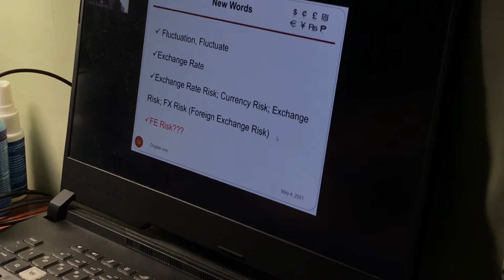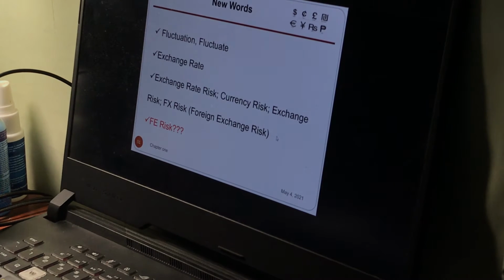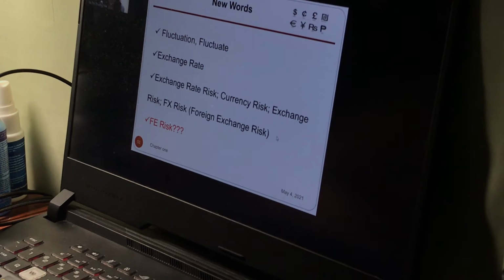Đặng Hà, please. I think exchange rate means tỷ lệ chuyển đổi. And exchange rate risk in Vietnamese means rủi ro của tỷ lệ chuyển đổi. No, sorry, tỷ giá hối đoái. Exchange rate? Tỷ giá hối đoái. Okay. Exchange rate risk? Rủi ro hối đoái.